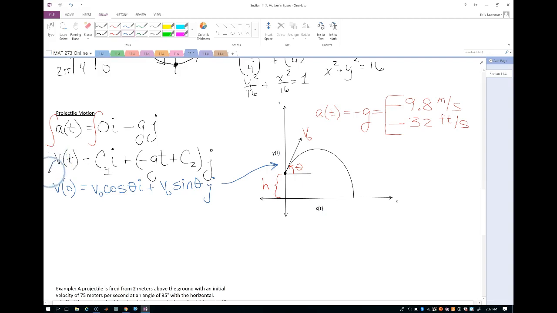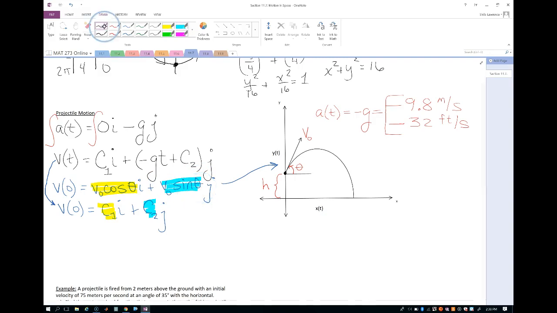So if we take our vector and put 0 in for t, these two v of zeros should match. So I'm going to take mine and plug t equals 0 in, and I get c1i plus, well, negative g, no matter what value g has, when we multiply it by a t value of 0, it's going to zero out. So we just have c2j. And these two vectors are equal, which means their components must be equal. So c1 must equal v sub 0 cosine theta, and c2 must equal v sub 0 sine theta.